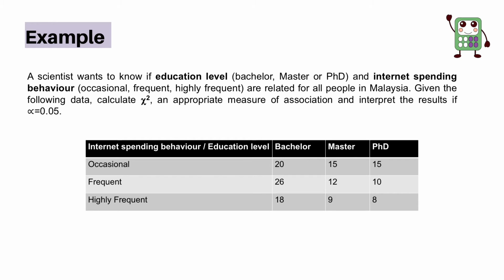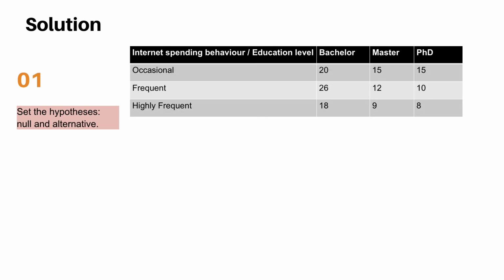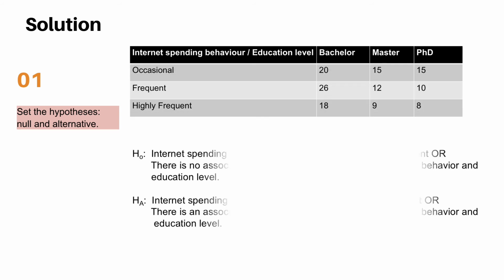Education level has the levels of bachelor, master, and PhD, whereas for the internet spending behavior, the levels are occasional, frequent, and highly frequent. Now let's have a look at the solution for this equation. First, we have to set the hypothesis, both null and alternative. So this is the original data given.